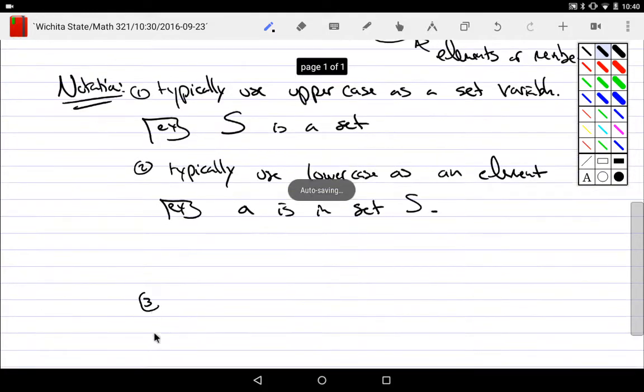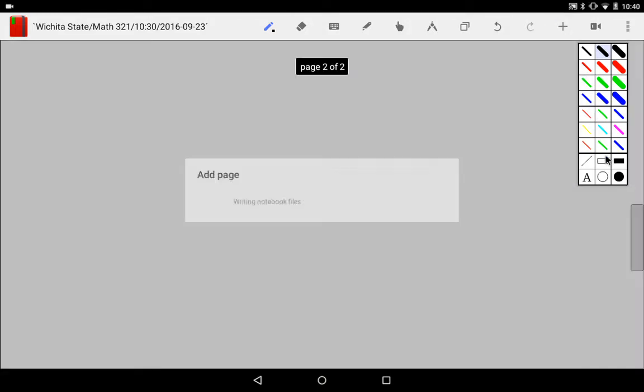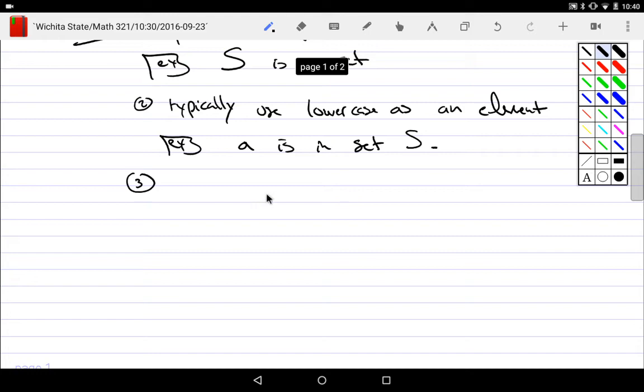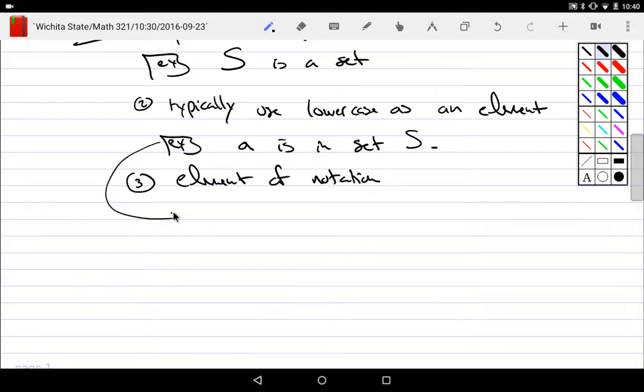Notation for that. Element of notation. If I say A is in set S, it would look like this: A is an element of S. It kind of looks like an E.